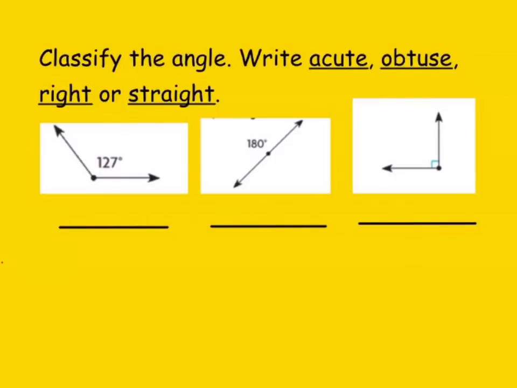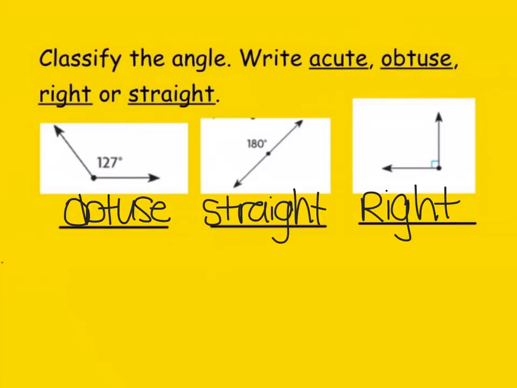And now I'd like for you to go ahead and pause the video and practice on your handout. These directions say classify the angle, write acute, obtuse, right, or straight. Now remember, at the very beginning of the video, we wrote down all of the degrees for all of these angles. So go ahead and make sure you reference that and fill it in. Go ahead and push pause whenever you're ready to start. Push play whenever you're ready to check your answers. I know you're going to do amazing.